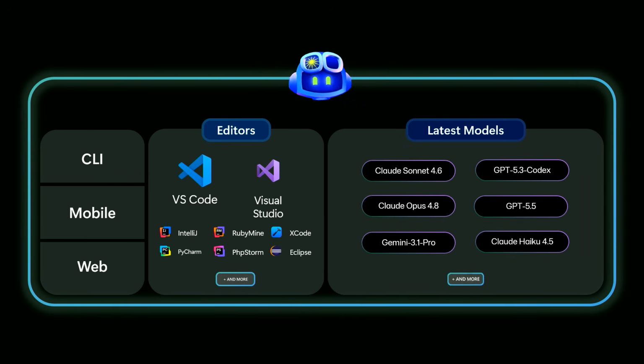And then, as I say, choice is important. And that's not just model choice. That's not just choice of how you talk to your agents, if it's through a CLI, through the web, or through your IDE, but also which editor you use, which workflows you want to use.